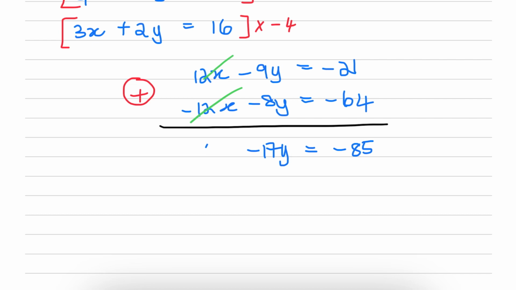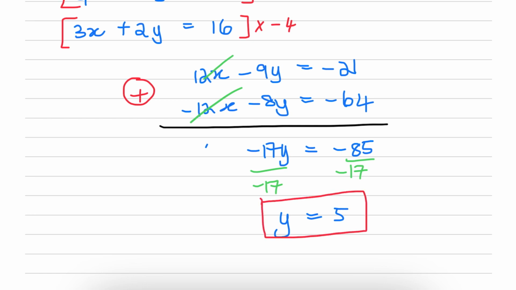equal to negative 85. Okay, at this point you want to go ahead and divide by negative 17 on both sides so that you can solve for y. The negatives will cancel out. 85 divided by 17 is 5. So y is equal to 5.